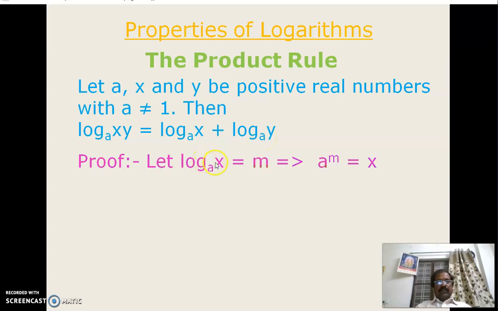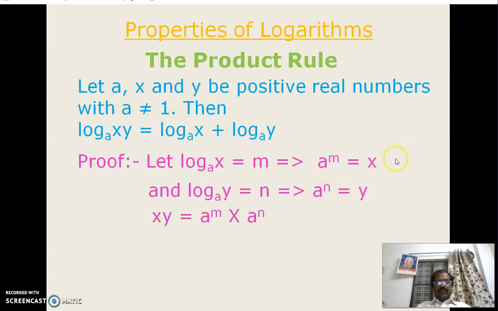Let log x to the base a is equal to m. This is logarithmic form. Convert into exponential: a to the power of m is equal to x. And log y to the base a is equal to n. That is exponential form: a to the power of n is equal to y. And this x into y is multiplied. x is equal to a to the power of m, y is equal to a to the power of n.